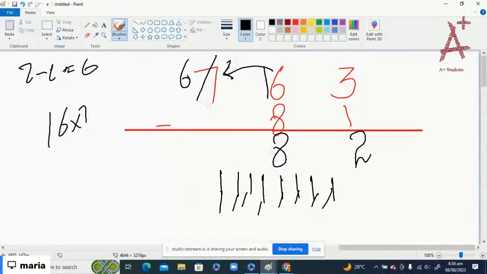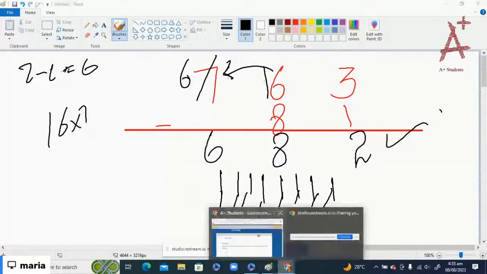Here, put it. There is nothing here, so 6 as it is. This is the answer, 682. Let's do the next one.